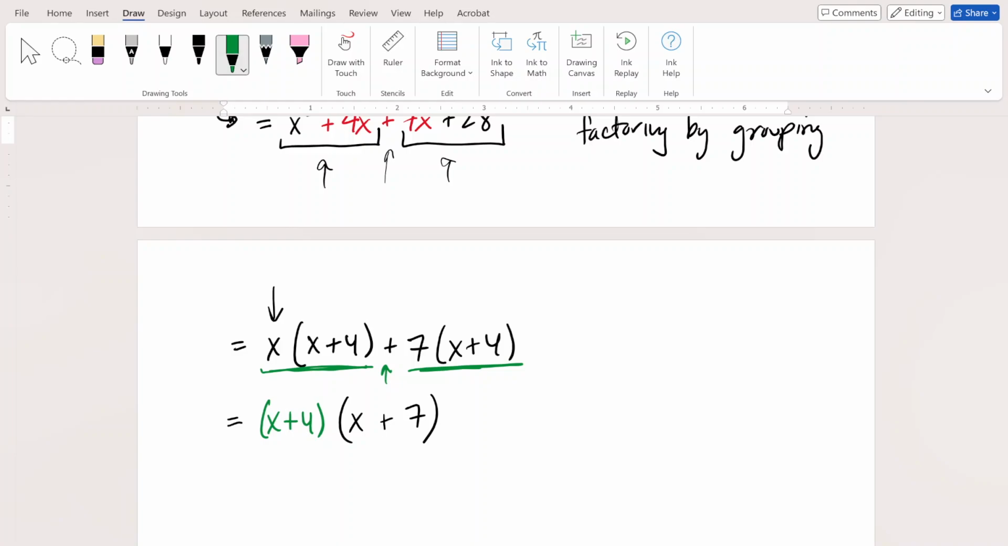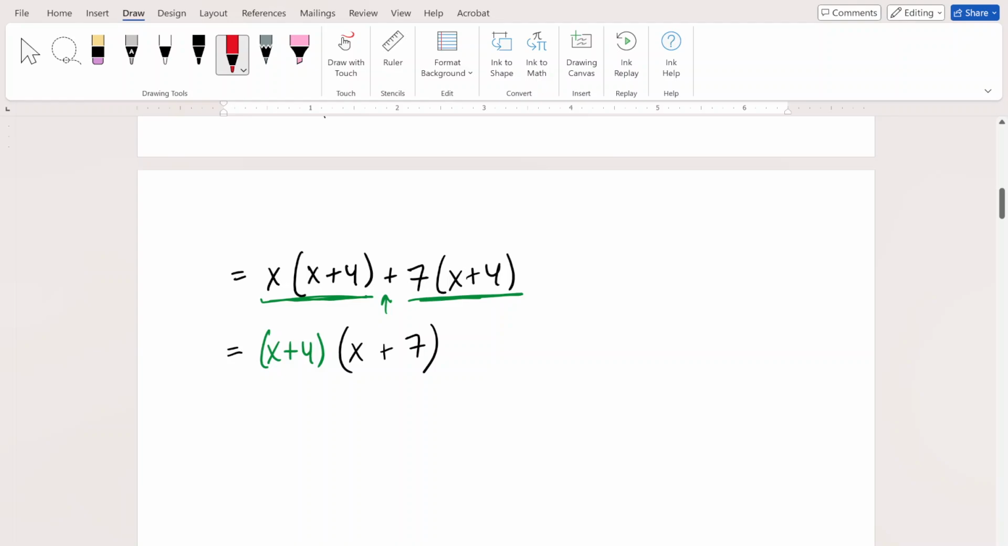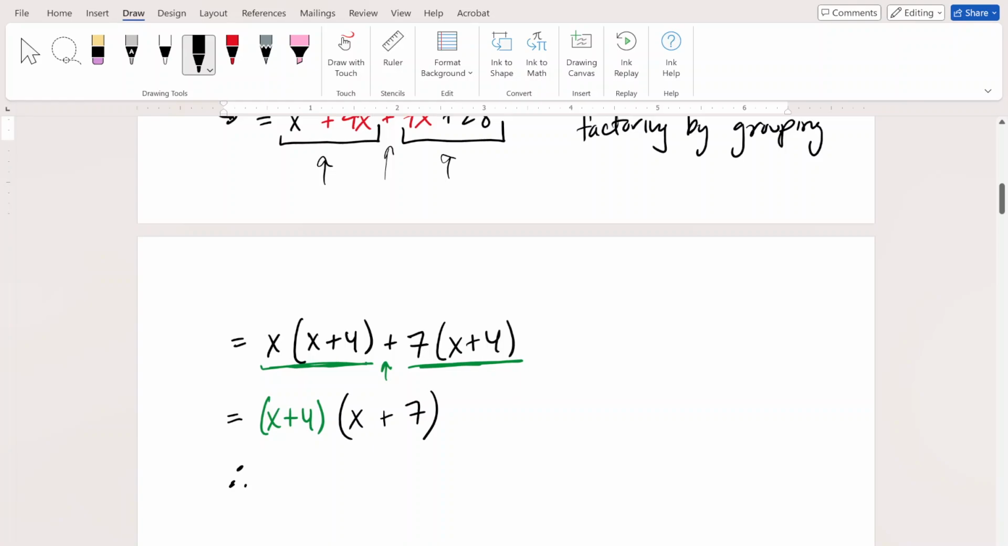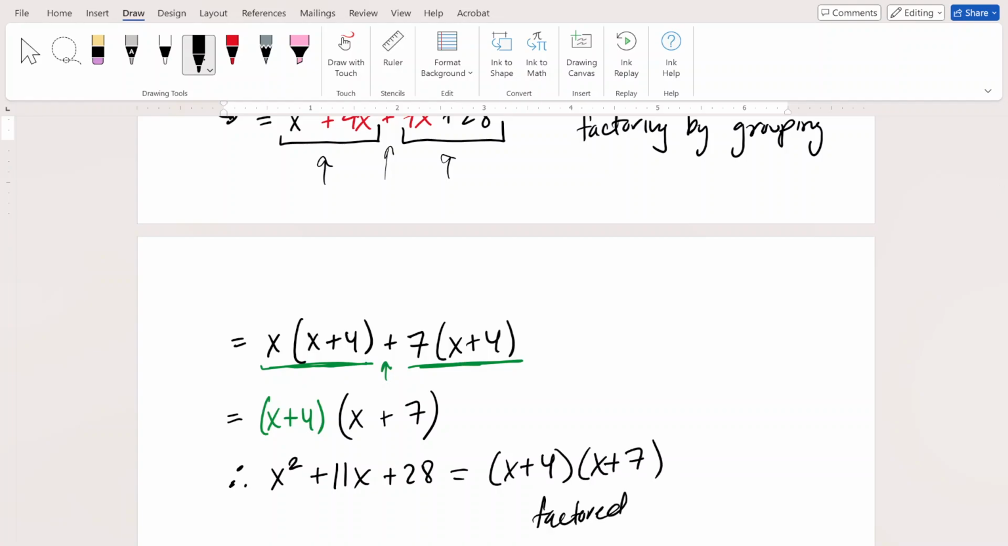Okay? And then just as a quick double check, if I distribute the x plus 4 to the first term, I get back that term right here. And if I distribute to the second term, I get x plus 4 times 7, which is the same thing as 7 times x plus 4. Okay? So that is our factored version. So for conclusion, for clarity right now, therefore, we get that x squared plus 11x plus 28 is equal to x plus 4 times x plus 7. This is factored over here, factored form.